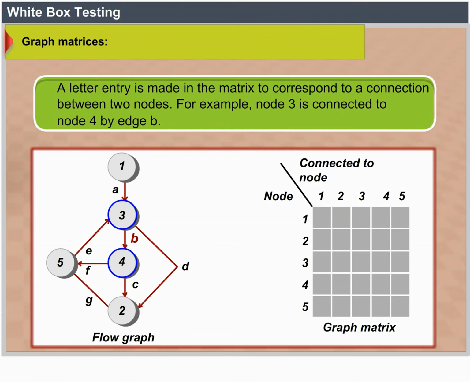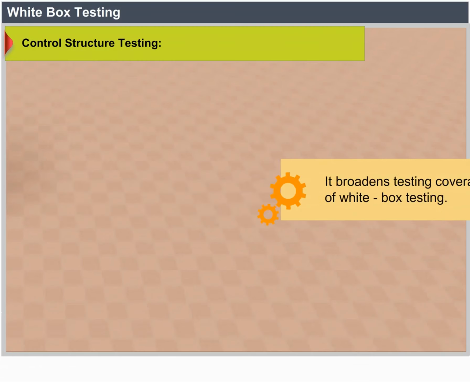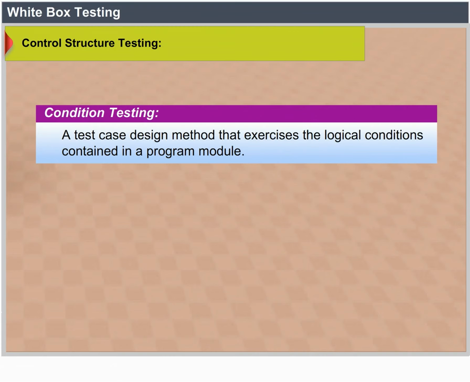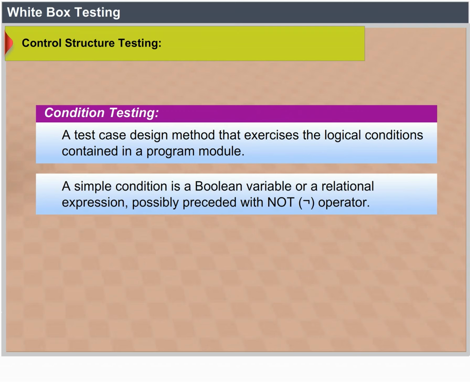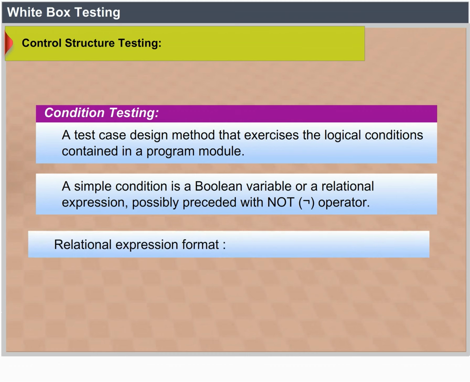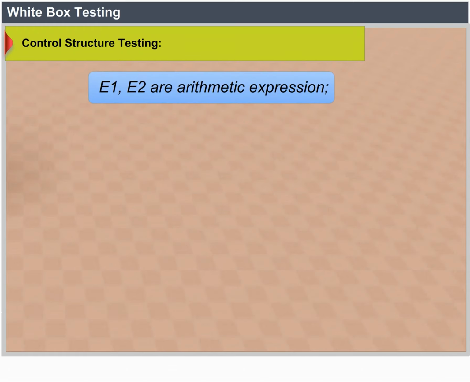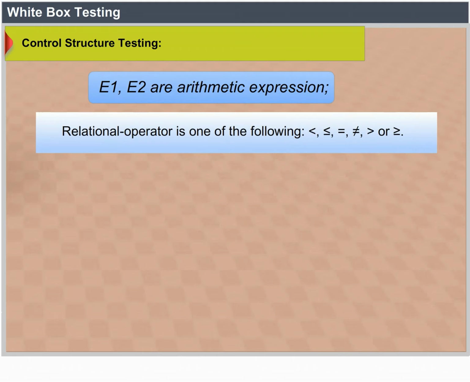Control structure testing. It broadens testing coverage and improves quality of white box testing. Condition testing. A test case design method that exercises the logical conditions contained in a program module. A simple condition is a Boolean variable or a relational expression, possibly preceded with a not operator. Relational expression format: E1, relational operator, E2, where E1 and E2 are arithmetic expressions. A relational operator is one of the following: less than, less than or equal to, equal to, not equal to, greater than, or greater or equal to.